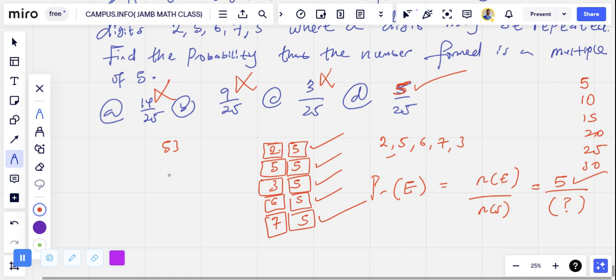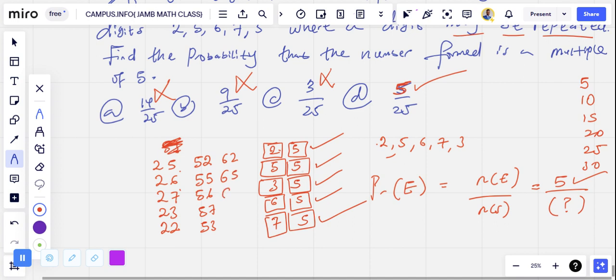So how can you get the sample space? No problem. Let's start. The sample space tells us the total possibilities, whereby I can have 2, 5, 2, 6, 2, 7, 2, 3, right? Is that all? No, I can still form 2, 2, based on the condition that digits may be repeated, remember? So for 5, I can have 5, 2, 5, 5 repeated, 5, 6, 5, 7, 5, 3. I can have 6, 2, 6, 5, 6, 6, 6, 7, 6, 3. And the final ones: 3, 2, 3, 5, 3, 6, 3, 7, and 3, 3.